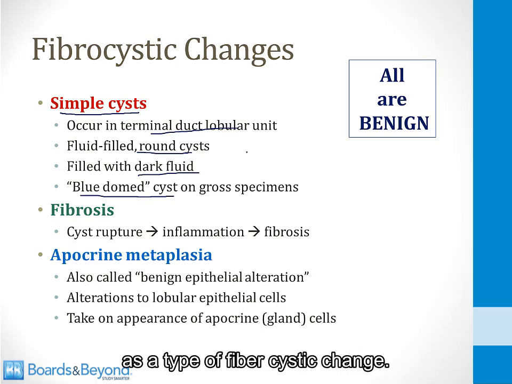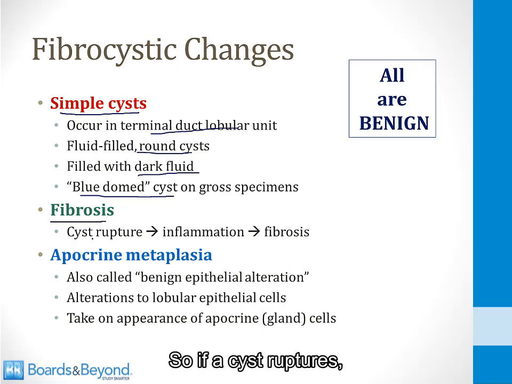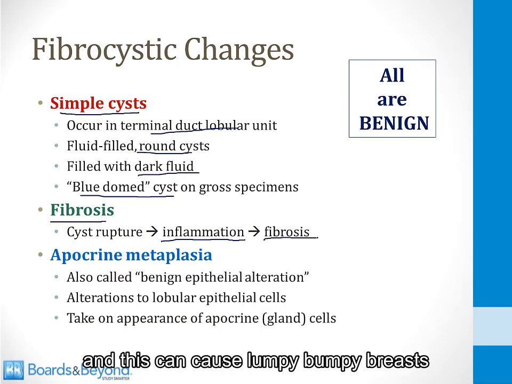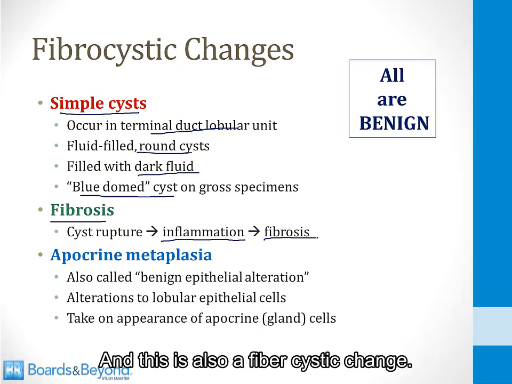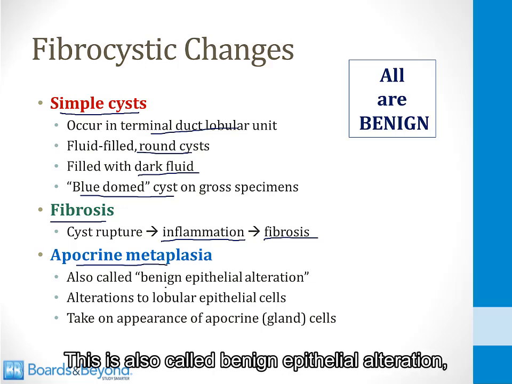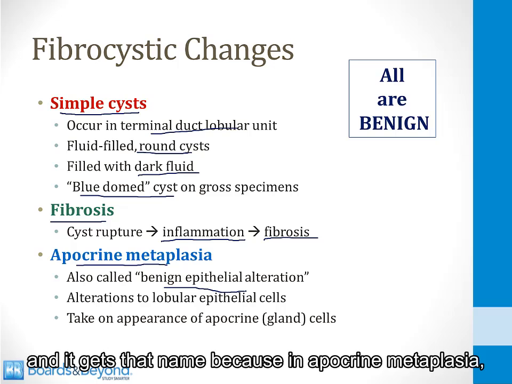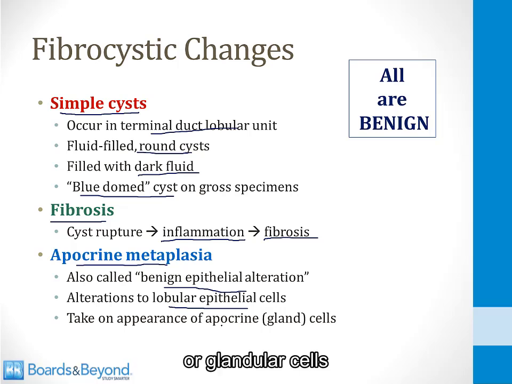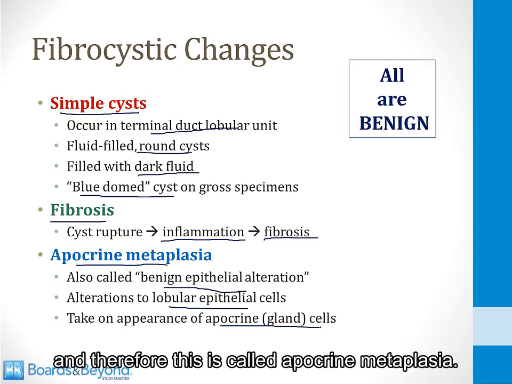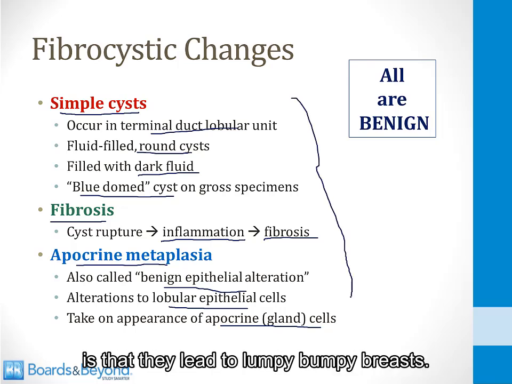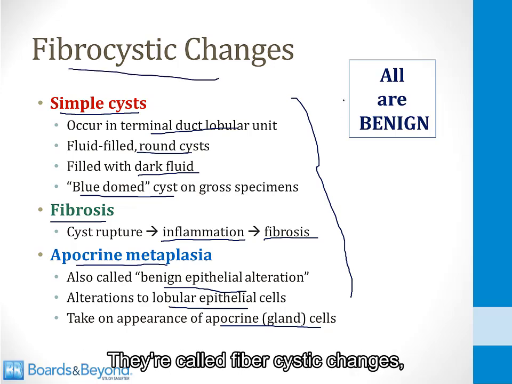Second, some women develop fibrosis, so if a cyst ruptures, it can lead to a little bit of inflammation, and that can lead to fibrous tissue, and this can cause lumpy, bumpy breasts, and this is also a fibrocystic change. And then lastly, some women develop apocrine metaplasia. This is also called benign epithelial alteration, and it gets that name because in apocrine metaplasia, there are alterations to the lobular epithelial cells, and they take on the appearance of apocrine or glandular cells, and therefore this is called apocrine metaplasia. And the key thing to know about all of these changes in breast tissue is that they lead to lumpy, bumpy breasts. They're called fibrocystic changes, and they're all benign.